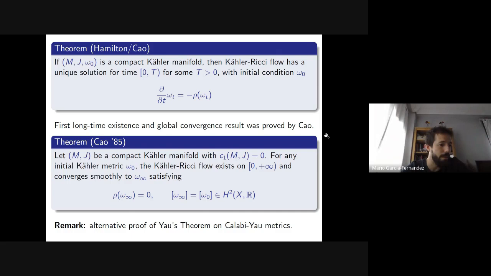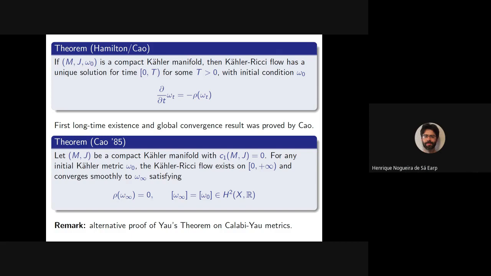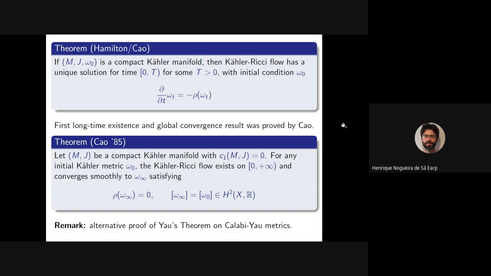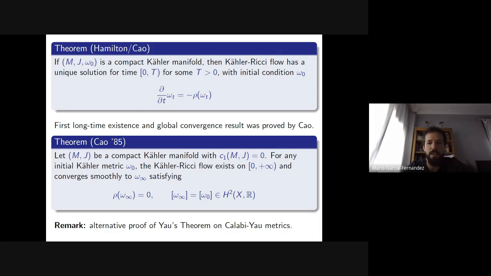Can I ask you something real quick? Yeah, sure. Why do you make c1 depend on J? You need to, I mean, you can complexify. It doesn't, yeah, I guess it doesn't matter. You can just take the complexified tangent bundle. Okay, I thought you had something else in mind. It doesn't really depend, does it? Yeah, you can just take the complexified tangent bundle. Okay.